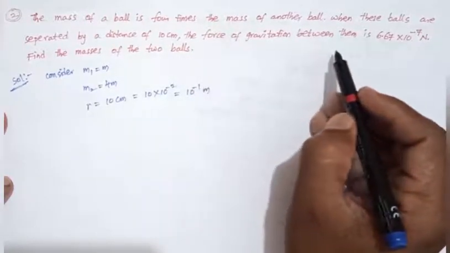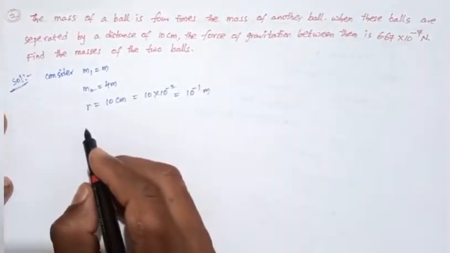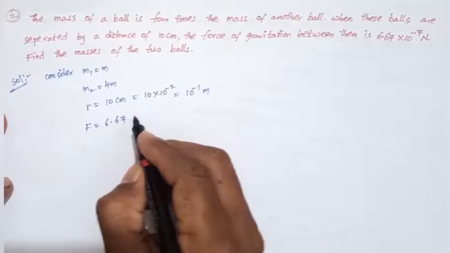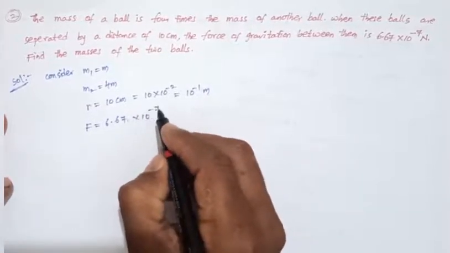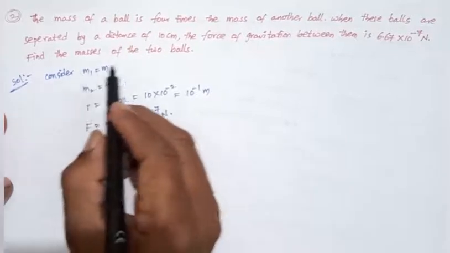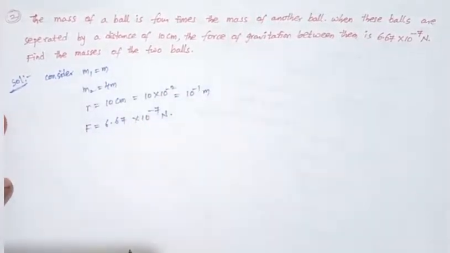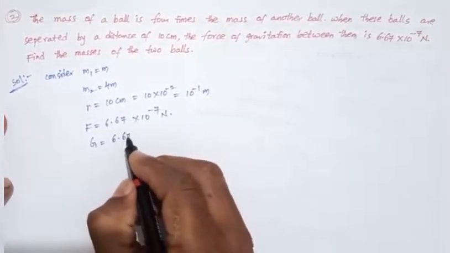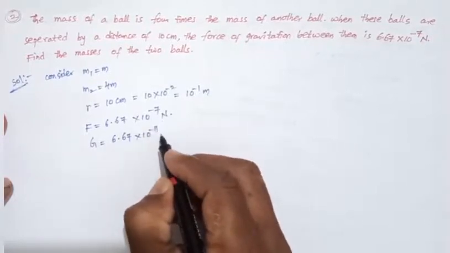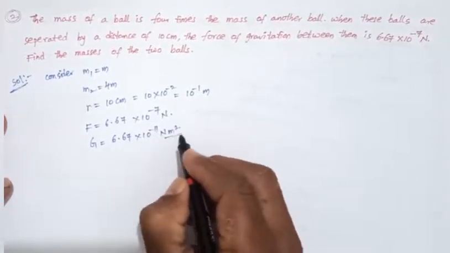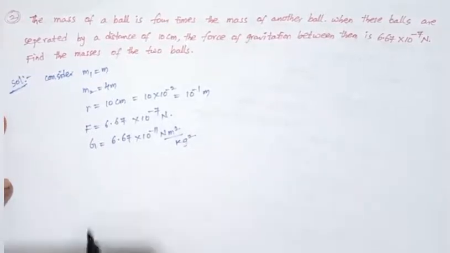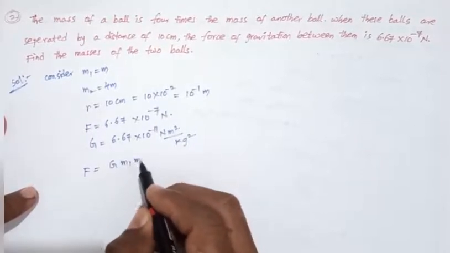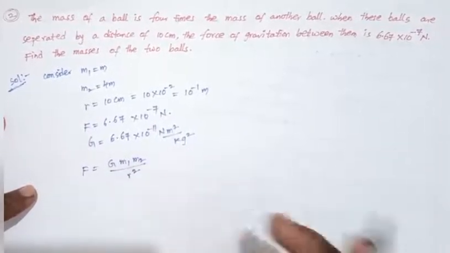Okay, the force of gravitation between them is given: F equals 6.67 into 10 to the power of minus 7 newtons. Find the mass of the two balls. So we know that the gravitational constant G equals 6.67 into 10 to the power of minus 11 Newton meter square per kg square. Okay, what is the formula? F equals G into m1 m2 by r square.